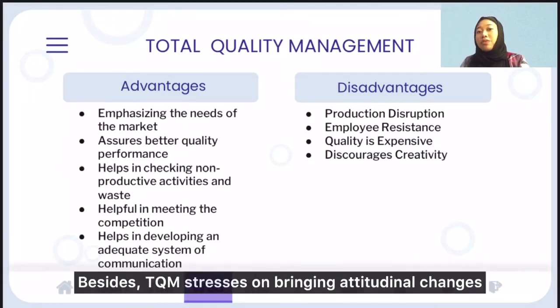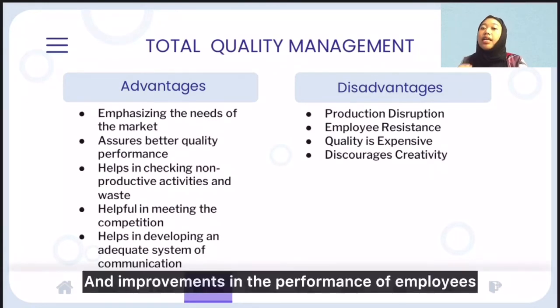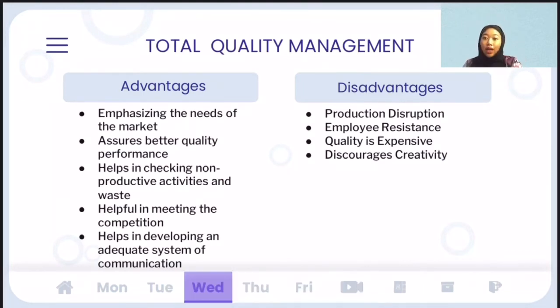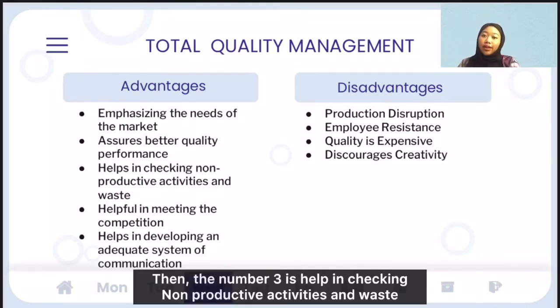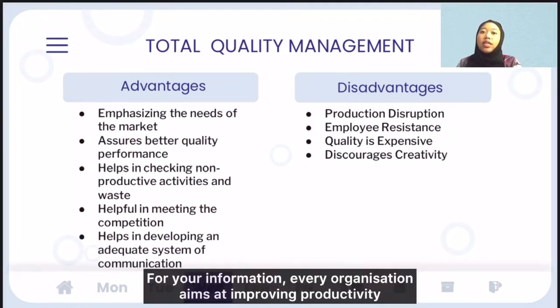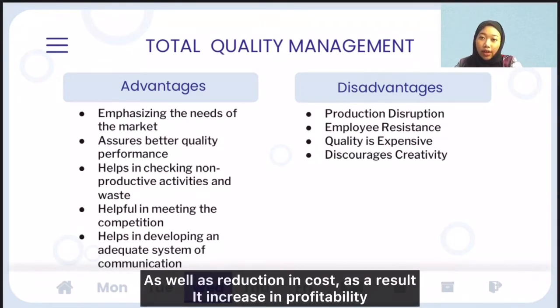Besides, TQM stresses bringing attitudinal changes and improvement in the performance of employees by promoting proper work culture and effective teamwork. Then number 3 is that it helps in tracking non-productive activities and waste. For your information, every organization aims at improving productivity as well as reducing costs. As a result, it increases profitability.